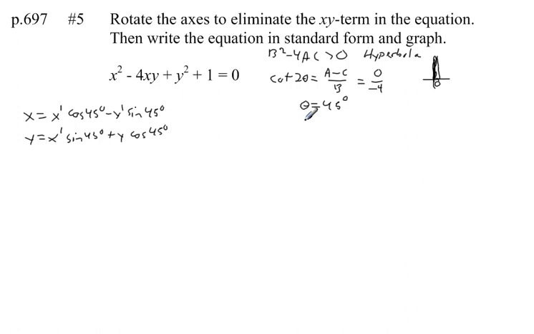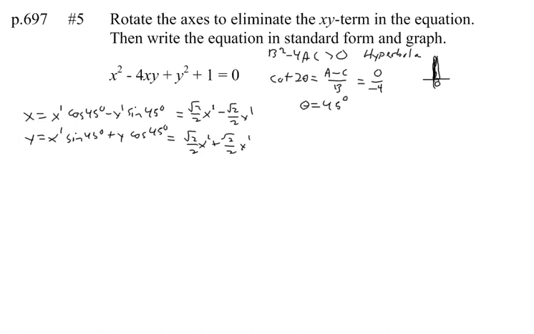Now I can look on my unit circle to find the sine and cosine of 45 degrees. They're both equal to the square root of 2 over 2. So x is going to be equal to the square root of 2 over 2 times x prime minus the square root of 2 over 2 times y prime. Y is going to be equal to the square root of 2 over 2 times x prime plus the square root of 2 over 2 times y prime.